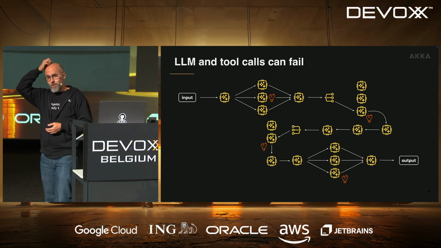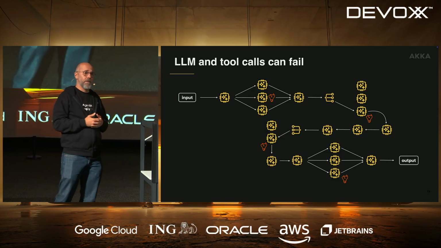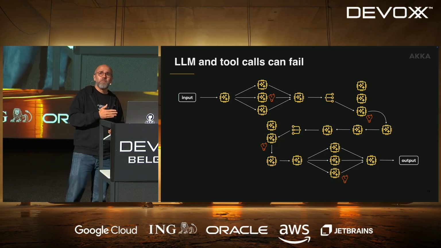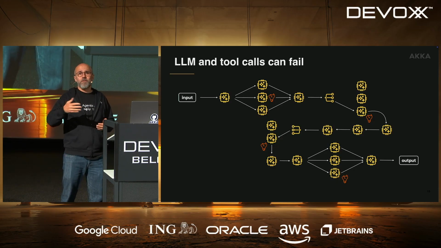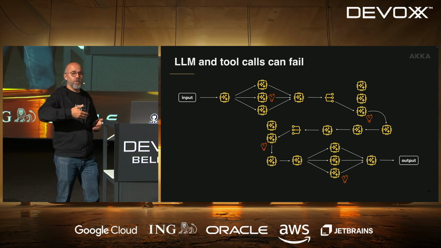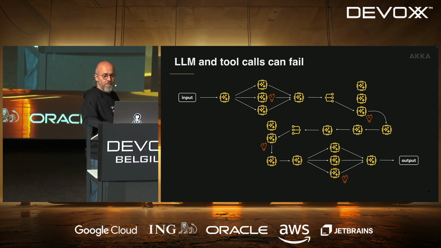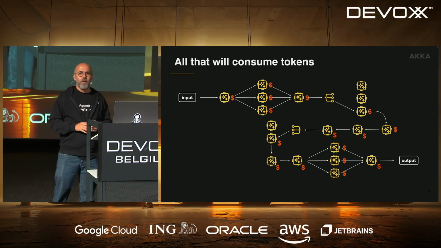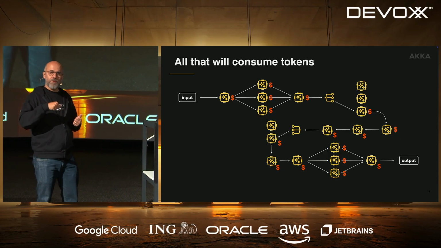And they can fail for other reasons, hardware problems. The JVM where it's running may be shut down. You may be in the middle of a rolling update where you're replacing your application, and in the middle of such a flow, your JVM goes down and needs to be restarted. But one thing is for sure, all of that will consume money, and all of that will consume tokens.